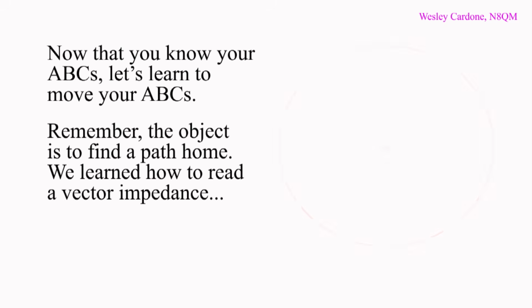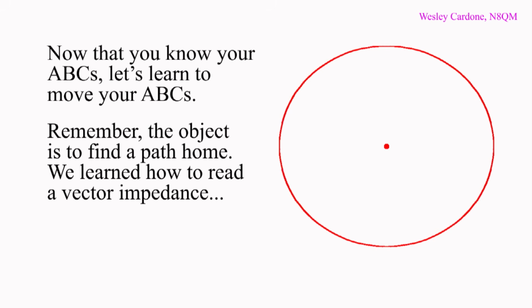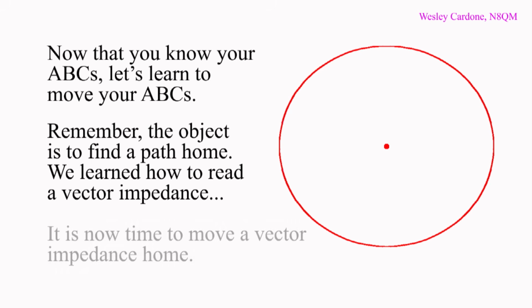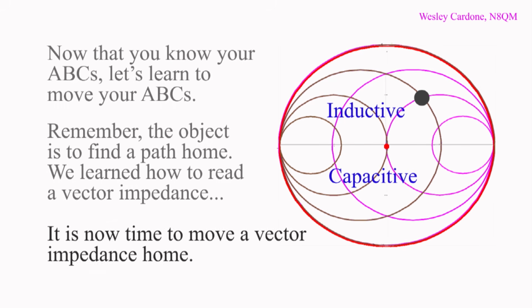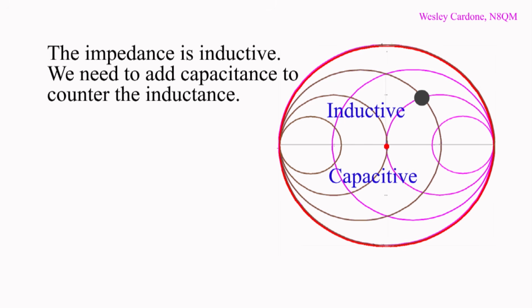Are you ready to take this to the next level? Now that you know your ABCs of the Smith chart, let's learn how to move your ABCs. Think back. What is the Holy Grail that you learned about earlier with the Smith chart? The Holy Grail is finding a path home. In this example, we have measured a vector impedance of our antenna, and it falls on the space marked by the dot.